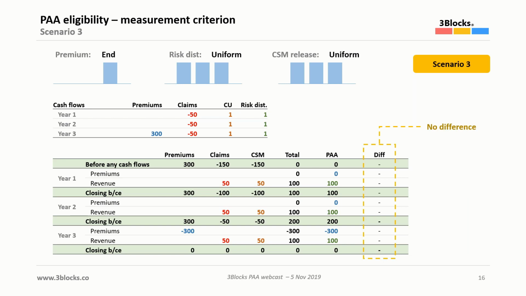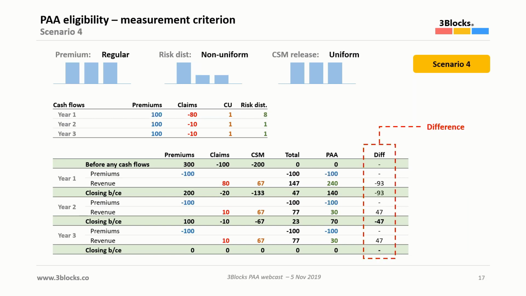Under scenario 3, the premiums are all paid in the final year of the product. Again, the risk distribution and coverage unit patterns are the same. Therefore, the liability for remaining coverage is the same under the general model and PAA at the end of each year.